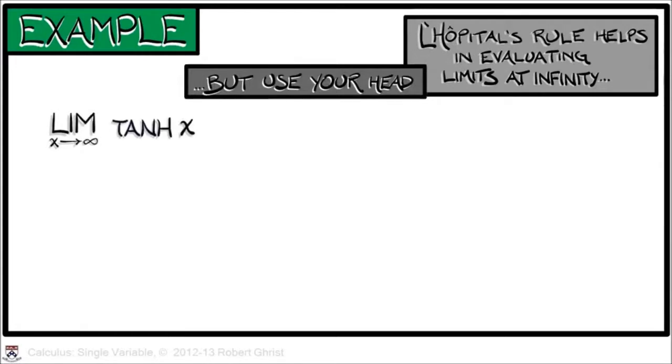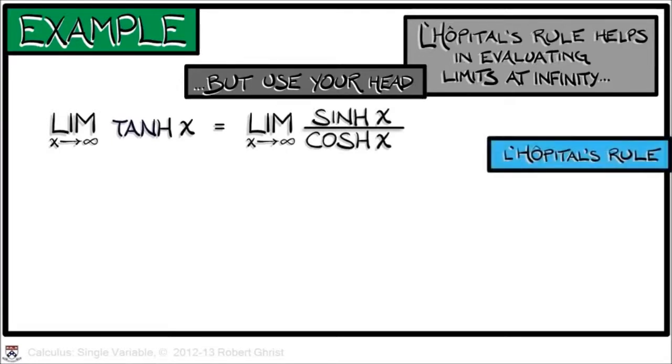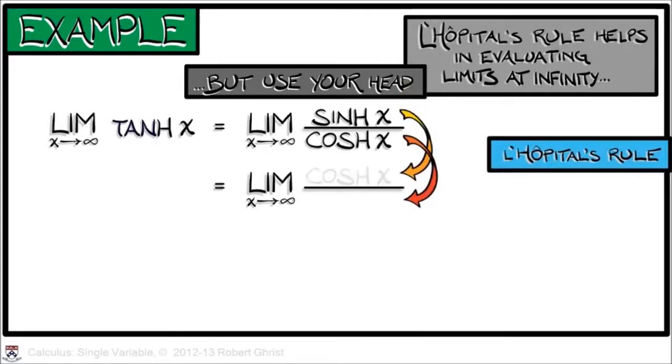Consider the limit as x goes to infinity of the hyperbolic tangent of x. That is, by definition, the limit of the hyperbolic sine over the hyperbolic cosine. Let's apply L'Hopital's rule. Well, this is easy. What's the derivative of sinh? It's cosh. What's the derivative of cosh? It's sinh. And so we get the limit as x goes to infinity of the hyperbolic cotangent of x.